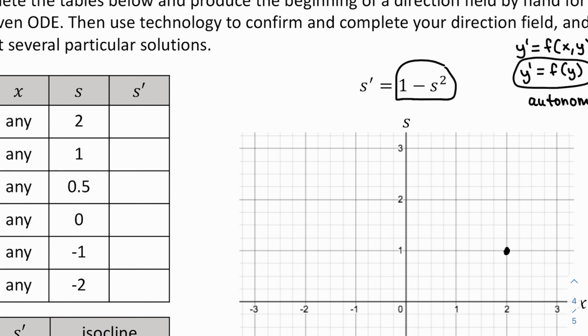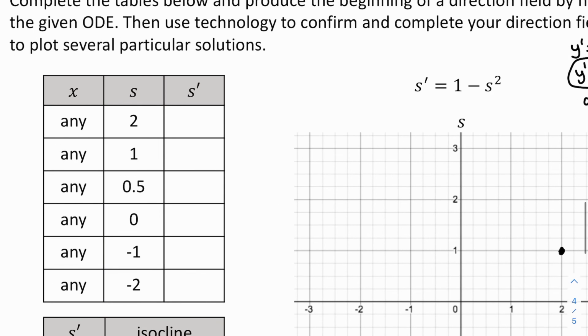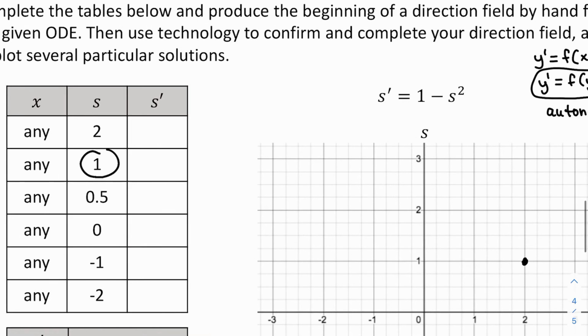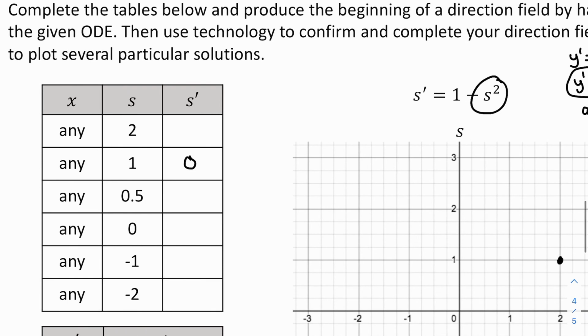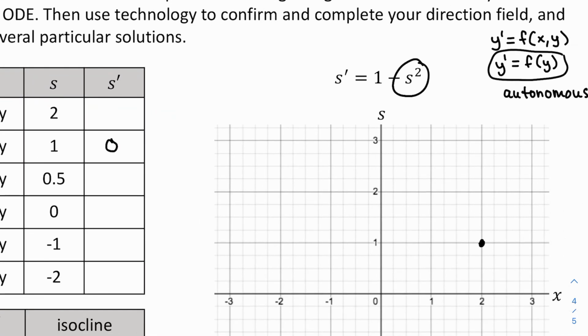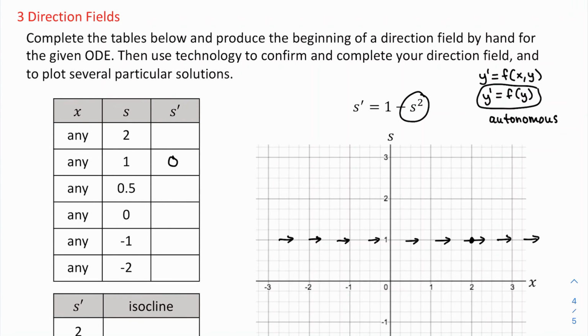And when you plug in s equals 1 here, notice you get s prime will wind up being 0. And this is true no matter what x coordinate you picked. So in other words, you're going to get a horizontal arrow here everywhere along this horizontal line, because it doesn't matter what x is, it just matters what s is. So it seems like we found an isocline. We found a set of points where the s prime is always going to be the same thing.